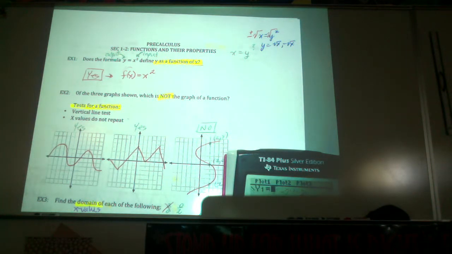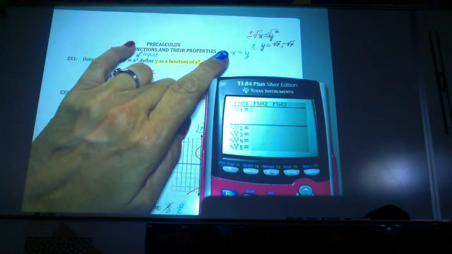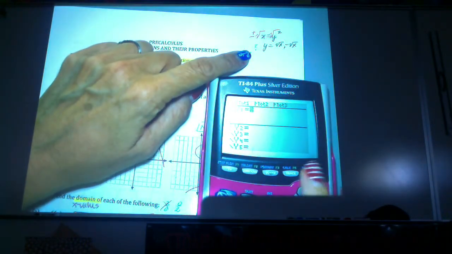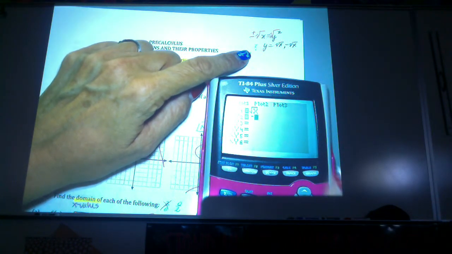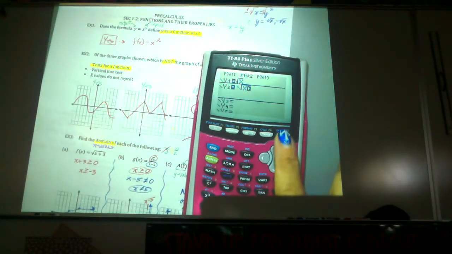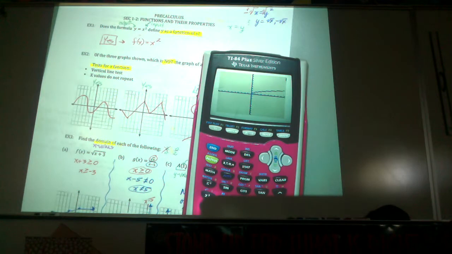So let's go up here, and I'm going to have to actually put in both the square root of x in one y equals, and then the second y equals, I'm going to have to do negative square root of x. And then when I hit graph, you'll see both parts. There's the first one, and there's the second one. So let me ask you this. Is that a function? No. Why? It doesn't pass a vertical line test.